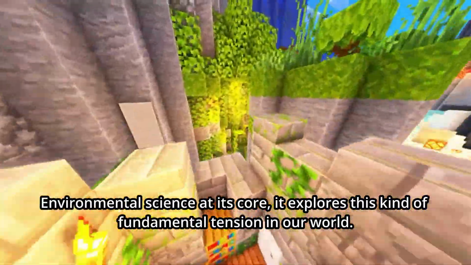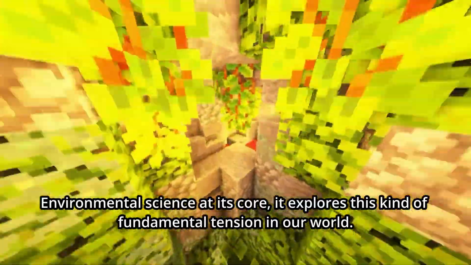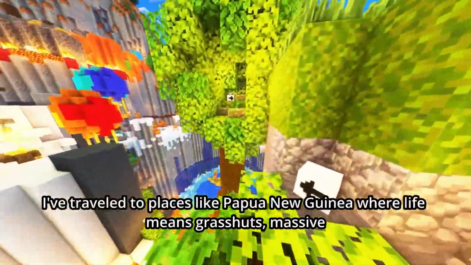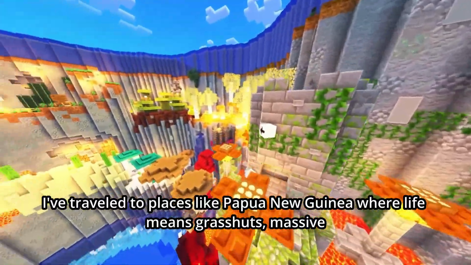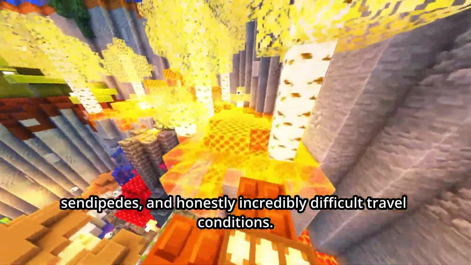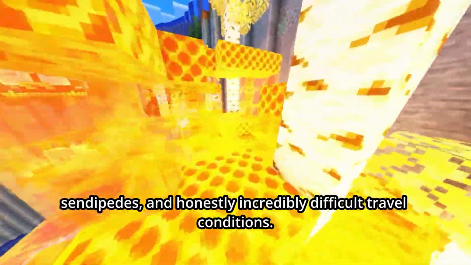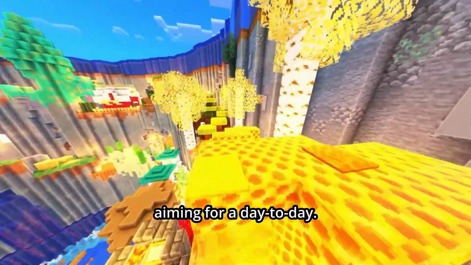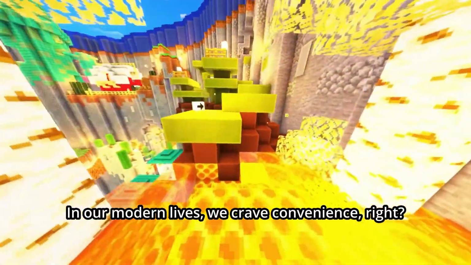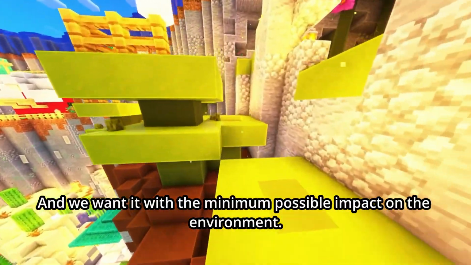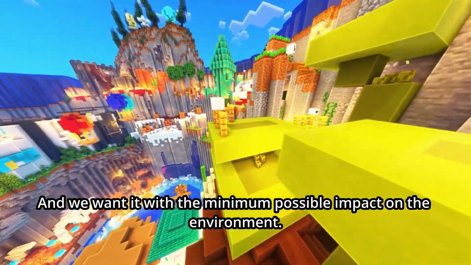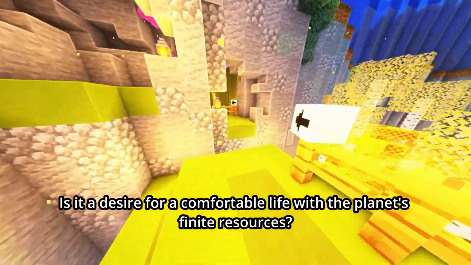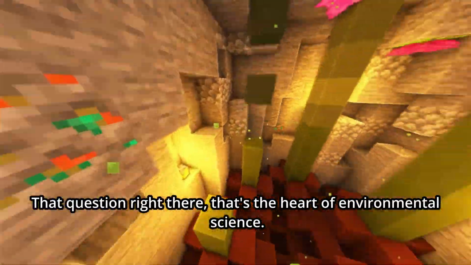Environmental science, at its core, explores this kind of fundamental tension in our world. I mean, consider this. I've traveled to places like Papua New Guinea, where life means grass huts, massive centipedes, and honestly, incredibly difficult travel conditions. It's a profound experience, for sure, but it's not exactly the lifestyle most of us are aiming for day to day. In our modern lives, we crave convenience, right? And we want it with the minimum possible impact on the environment. So how do we balance that desire for a comfortable life with the planet's finite resources? That question right there, that's the heart of environmental science.